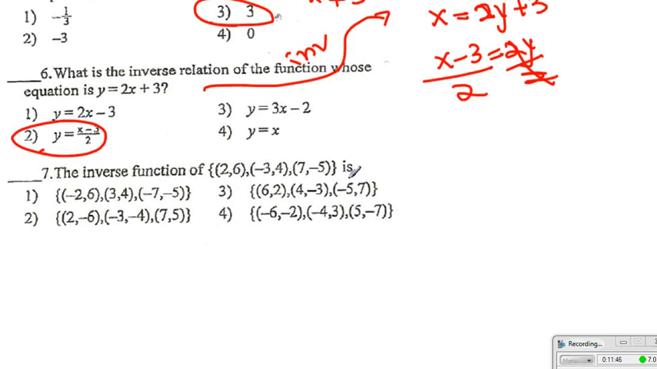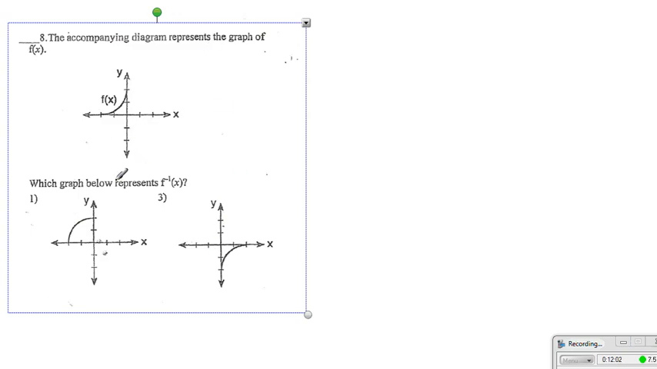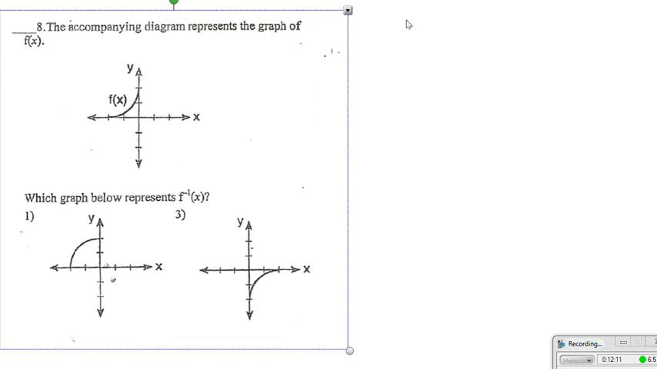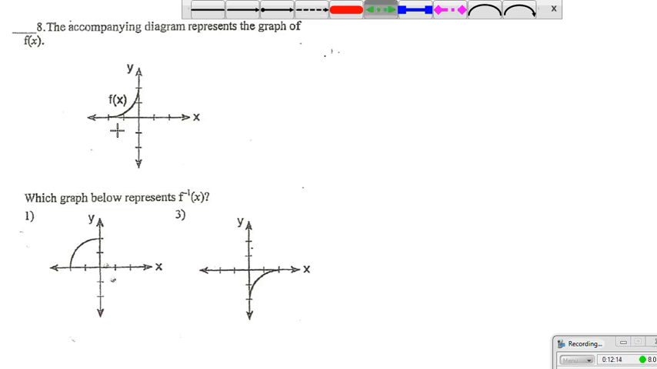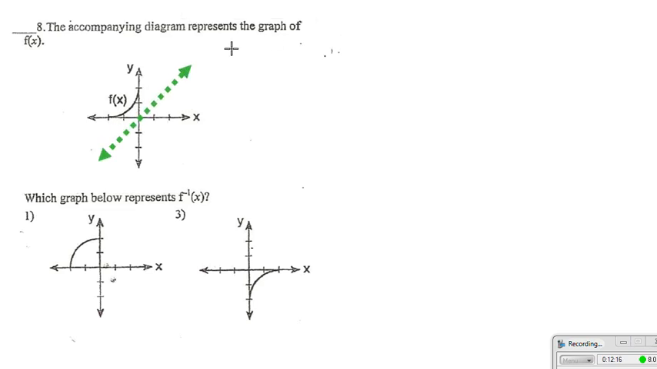Inverse of this function is simply switching the values of x and y. Instead of having 2, 6, you will have 6, 2. The only possibility will be choice 3. All right. Now, inverse function, graphically speaking, I only gave you 2 choices because I just want to show you that it has to be reflected through y equals x. Imagine if this f of x has been reflected about y equals x, then it should have been somewhere around here. And that is choice 3.